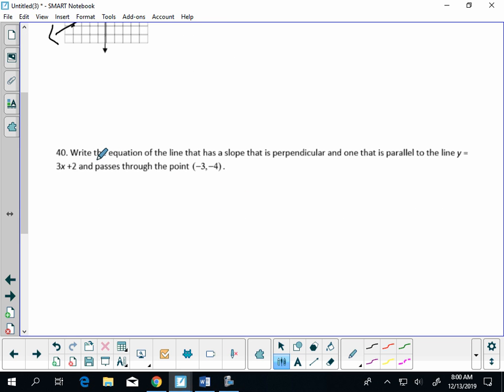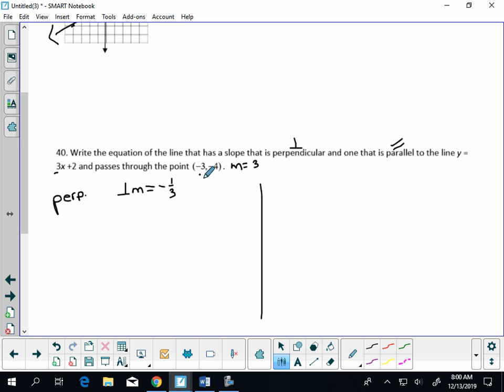So here, on 40, our last one, we want to write an equation of the line that has a slope that is perpendicular, crosses at a 90, and is parallel. And then they give us y equals 3x plus 2 and our point. Well, our slope that they give us is right here, which is 3. Let's do the perpendicular one first. Well, my perpendicular slope is going to be the opposite reciprocal, -1/3.